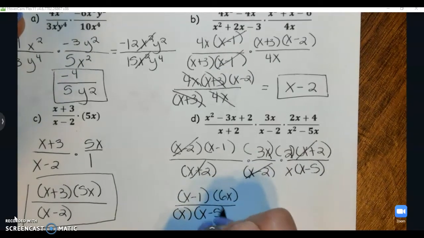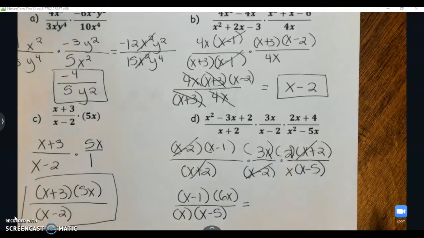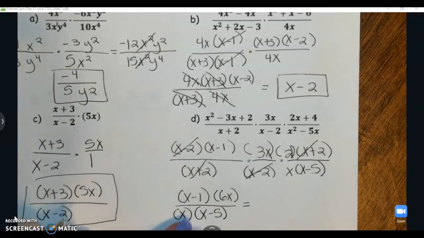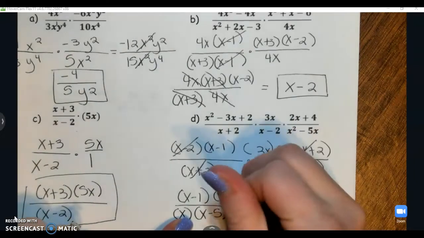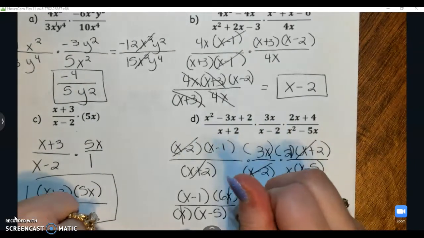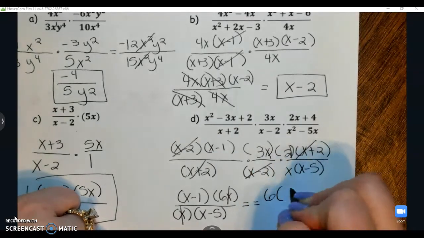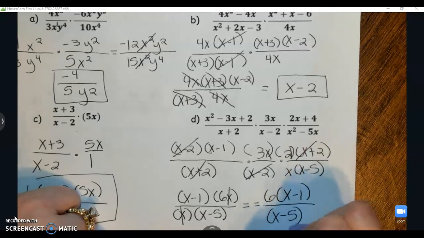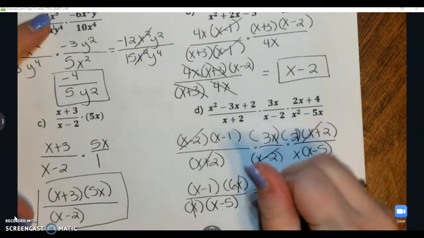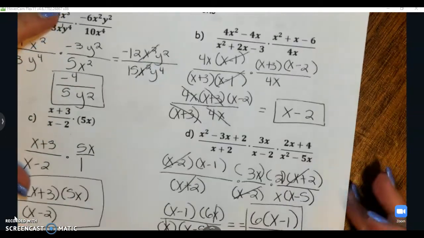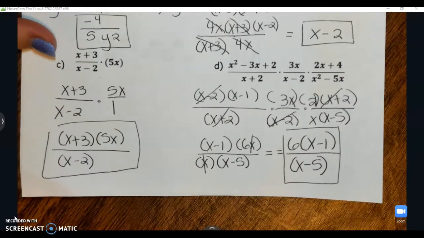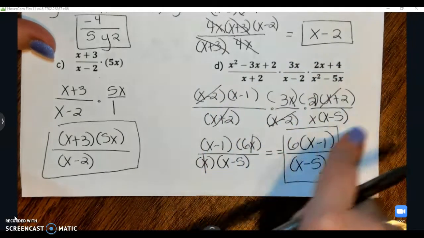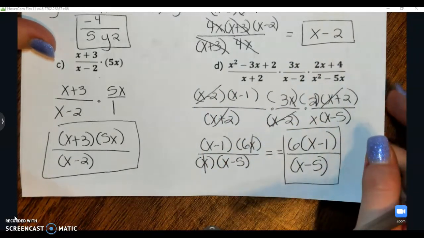x minus 5. Now, you may have already recognized this next thing we can cancel before we move down to this step, and if so, that's great. But I have an x and an x here. So that can also cancel. And I'm just going to move the 6 to the front. So 6, x minus 1 over x minus 5 is our final simplified rational expression. So again, everything here is factoring and simplifying. So when you're multiplying, there's just more things that you can cancel in your top and bottom.